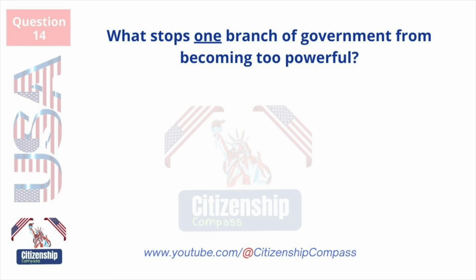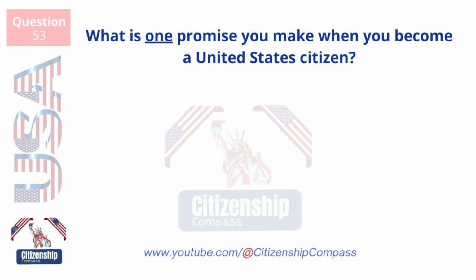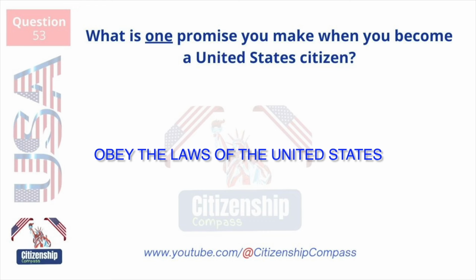What stops one branch of government from becoming too powerful? Checks and balances. What is the capital of the United States? Washington, D.C. What is one promise you make when you become a United States citizen? Obey the laws of the United States.